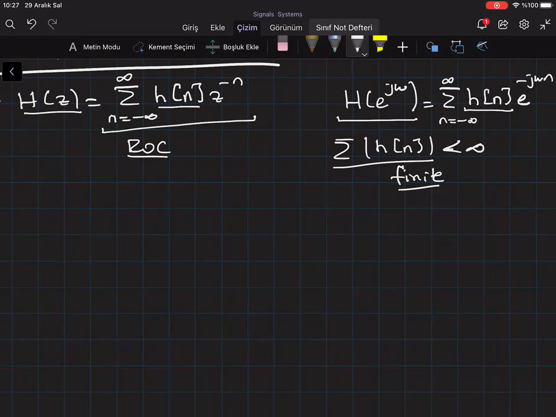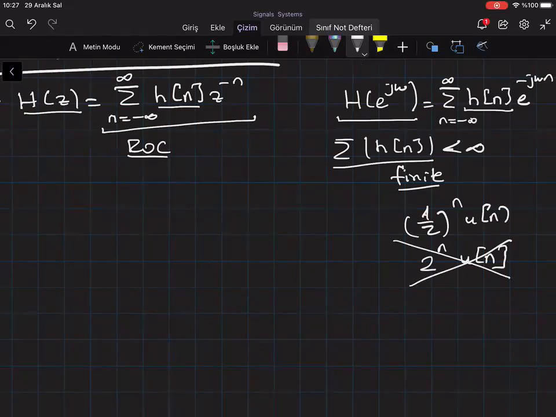If I have something like 1/2 to the power n un, I cannot find the Fourier transform of this signal, okay? It's not possible to find the Fourier transform of divergent signals. You are with me, right, friends? You remember these things? That's why we need a more general methodology to work with.